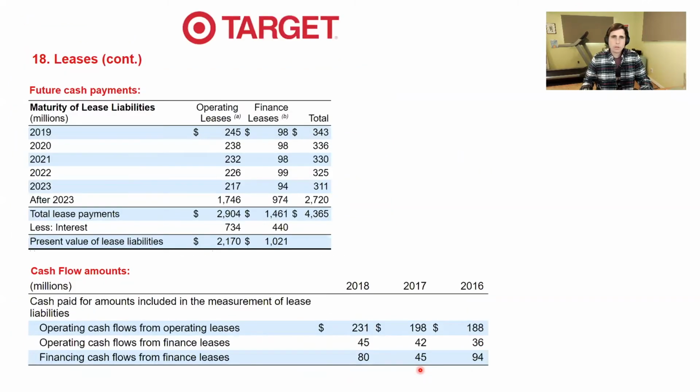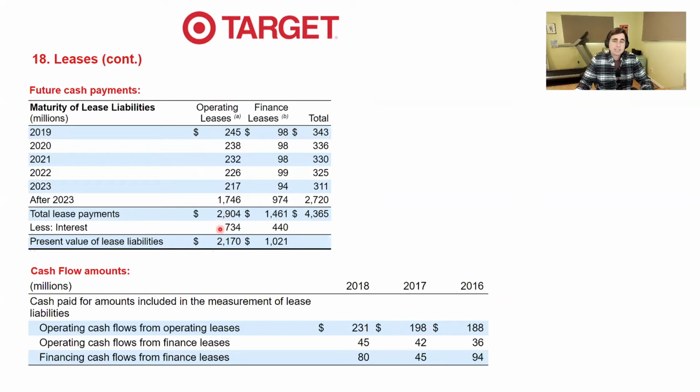So a little bit lower in the footnote, so this is footnote 18 continued, they break down the future cash payments that they are obligated to make under existing leases as of the end of the year 2018. So on operating leases, they're obligated to make $245 million of lease payments in 2019, $238 in 2020, $232 in 2021, $226 in 2022, and so on. So these are all the undiscounted operating lease payments that Target has to make in the future. Total lease payments, $2.9 billion.